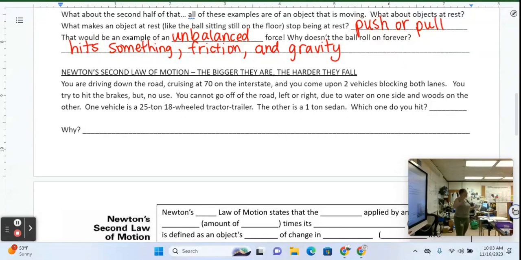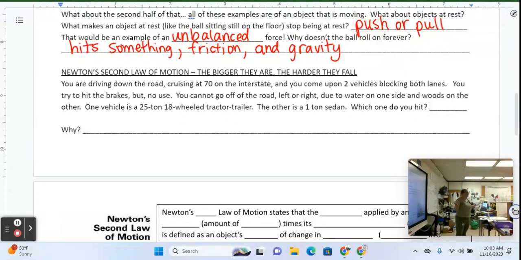Bing? The little one, right? The big person's like, whoo. And the little guy goes boom, and goes flying. Why? Because of Newton's second law. Force equals mass times acceleration. The bigger something is and the faster it's moving, the more force it has.